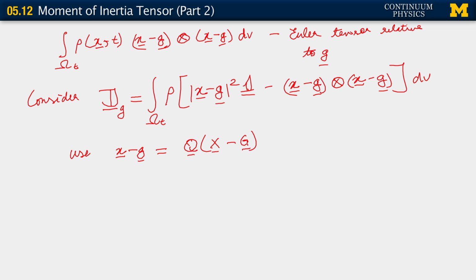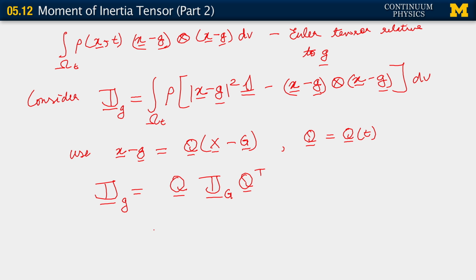Now, when you make the substitution in there, what you will be able to show is that, given that Q is a function of time alone, Q has no role to play really in the integral, so you can pull it out of the integrals. When you do all of this, what you will see is that Jg can be written as Q J capital G Q transpose, where J capital G essentially turns out to have the following definition.